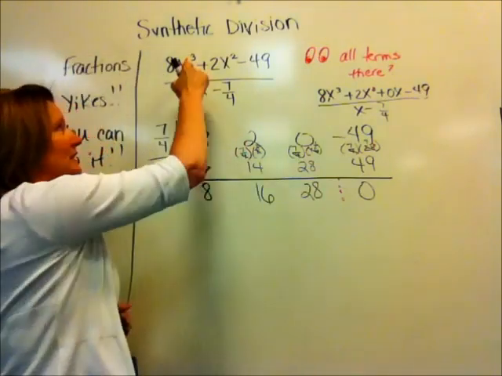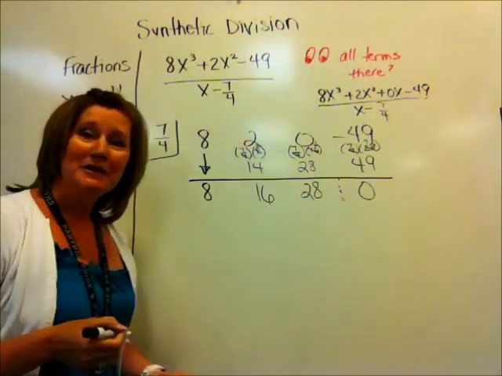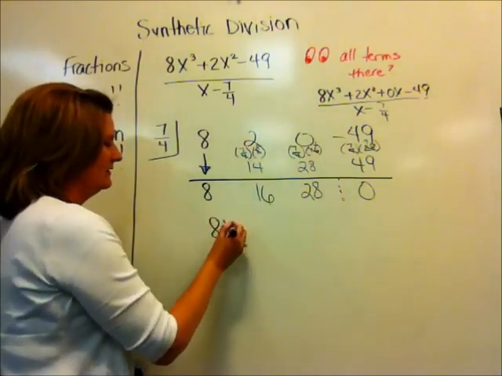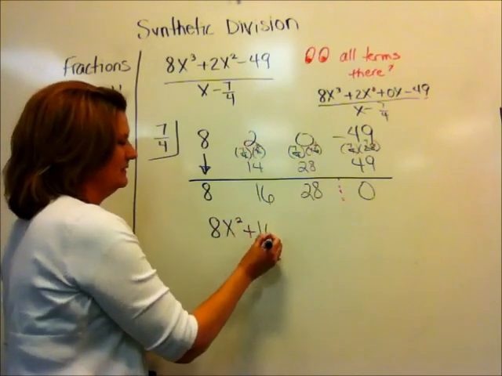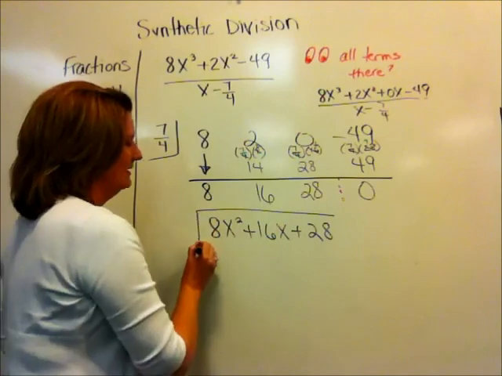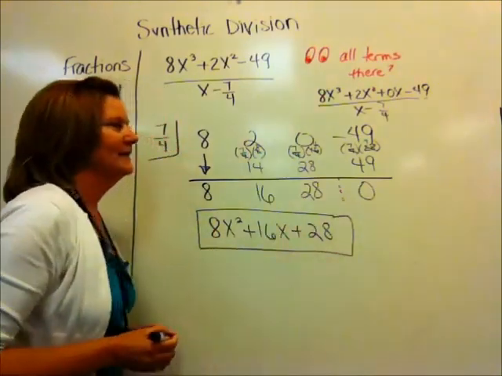I'm going to look back up here. I have x cubed, so I'm going to use x squared in my answer. That's going to be my first one. So I have 8x squared plus 16x plus 28. And that, my friends, is my answer.